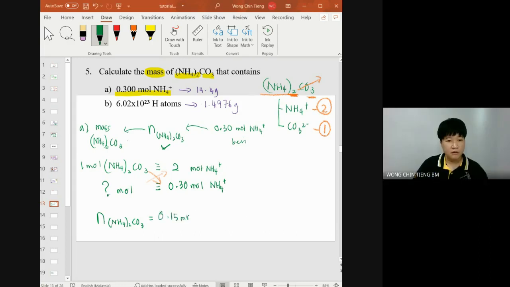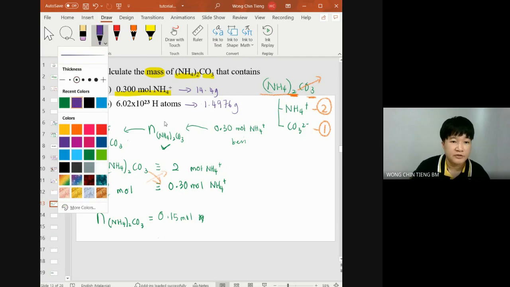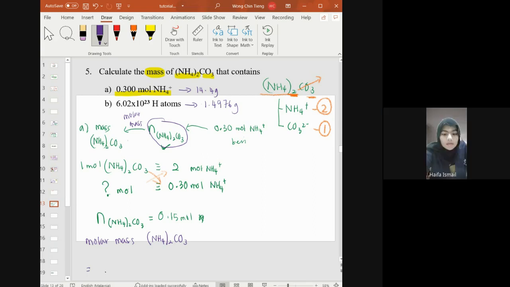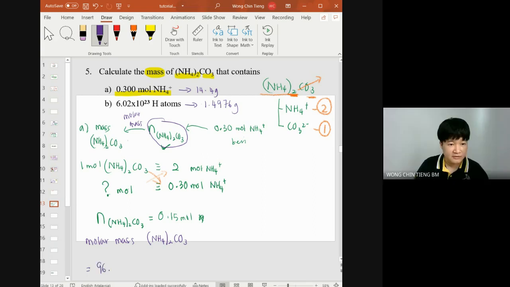0.15 mole of your ammonium carbonate. Dah dapat number of mole. Settle. We reach here already. Soalan minta mass. So before mass, we know that we need to find the molar mass. Ada masalah nak kira molar mass? Tak ada? Aina kata tak ada, Haifa kata tak ada. Jawapan Haifa? Haifa kata 92. Betul? 96.0 gram per mole. Semua setuju?